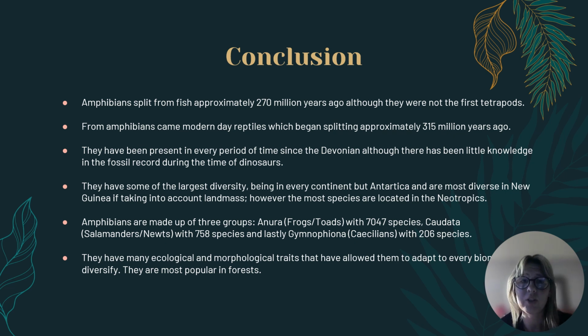They do have some of the largest diversity, being in every continent but Antarctica, and are most diverse in New Guinea if you're taking into account landmass. However, most of the species are located in the neotropics. Amphibians are made up of those three groups, the Anura, the Caudata, and lastly the Gymnophiona, and they have ecological and morphological traits that allow them to adapt in every biome and diversify. They're most popular in forests.